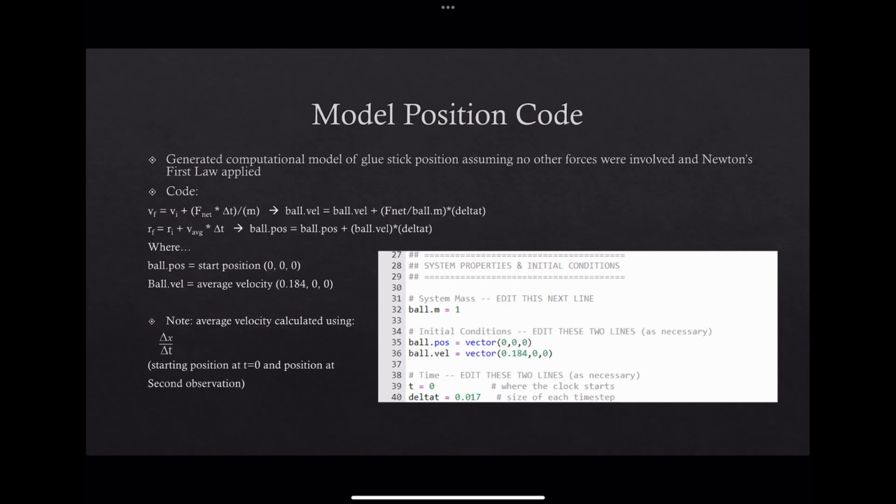To compare the experimental results with the computation and model of the glue stick's position through time based on Newton's first law and the assumption that there were no other forces involved, we used GlowScript and the following lines of code to emulate the velocity and position formulas that we saw previously. The average velocity of the glue stick was calculated using a change in position over the change in time for the first two observations, which was given in a table by Tracker.